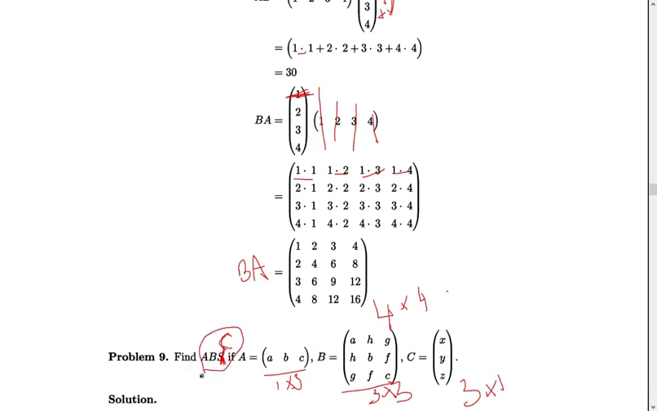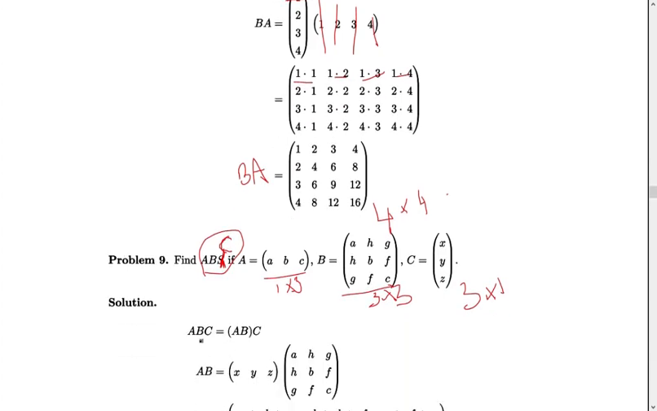Okay, we are going to find the value of ABC, matrix multiplication. Solution: ABC can be written as (AB) into C, because it satisfies the associative property. So we are going to find the value of AB first, then multiply the value of AB with C. What do you know about AB?